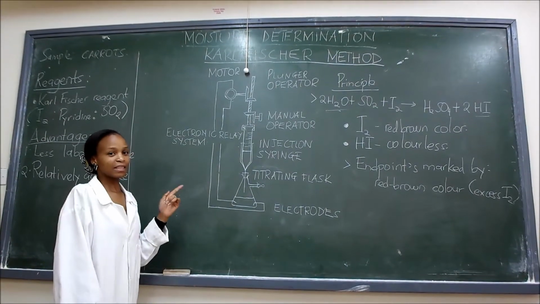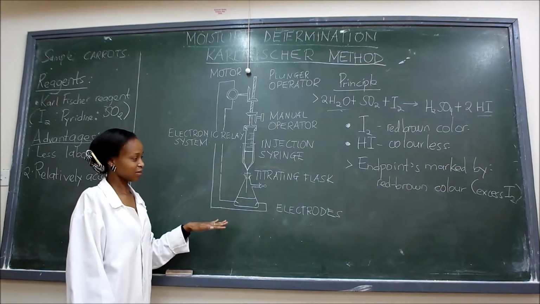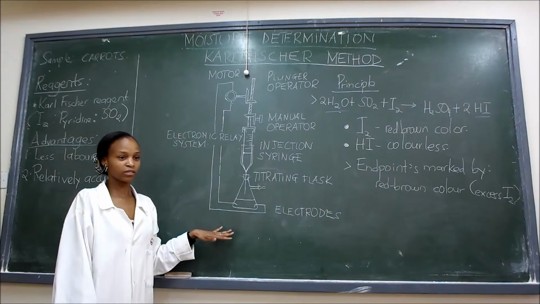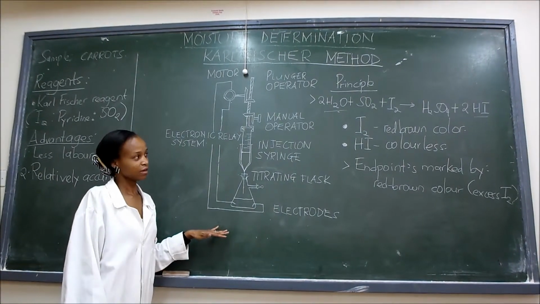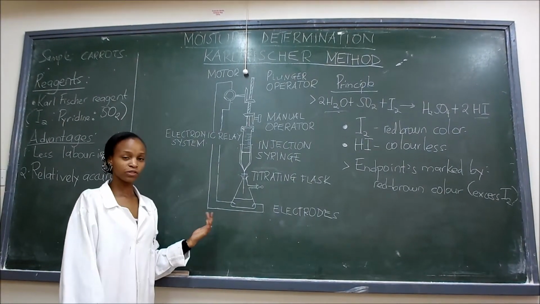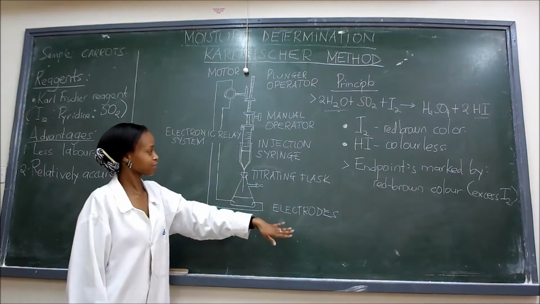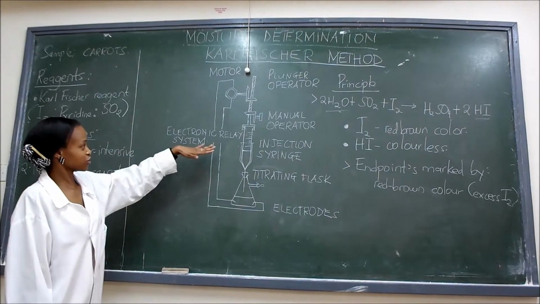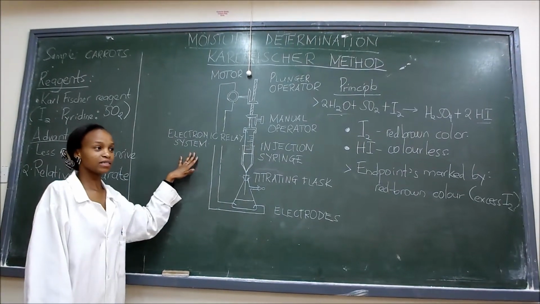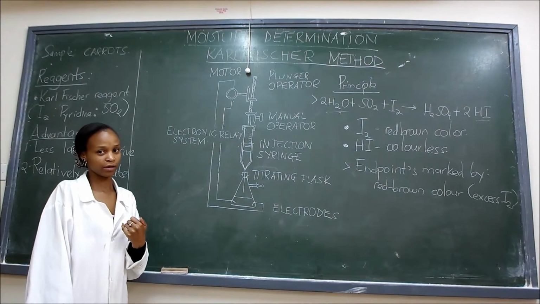However, this method is complicated because it is subjective to color observation. Hence, the method has been improved to use electrical methods where the electrodes and electronic relay system can directly indicate the endpoint.